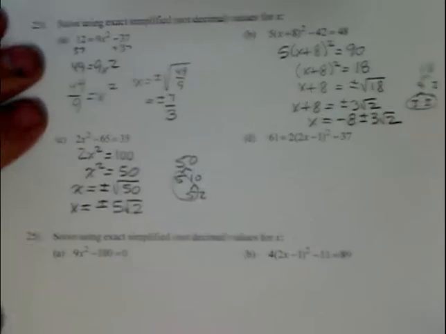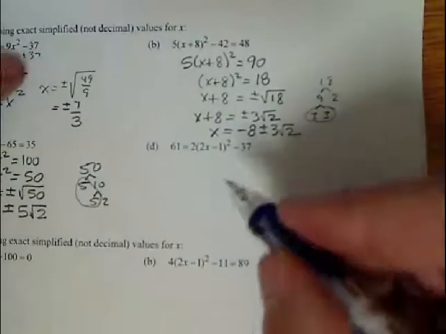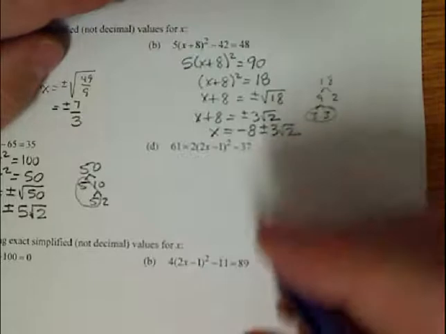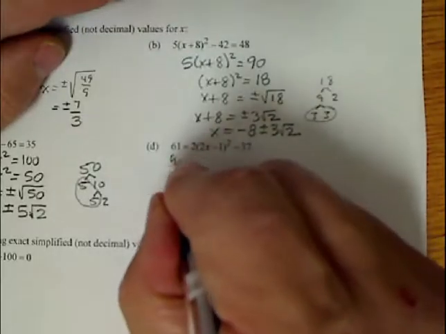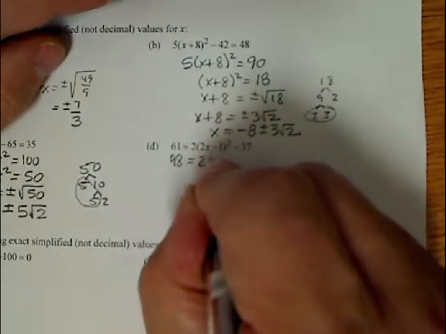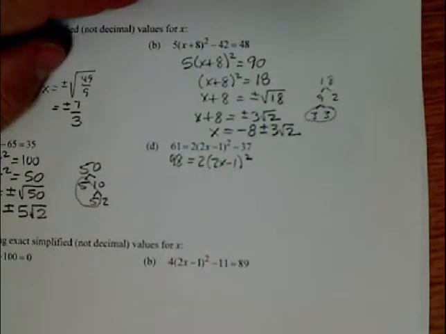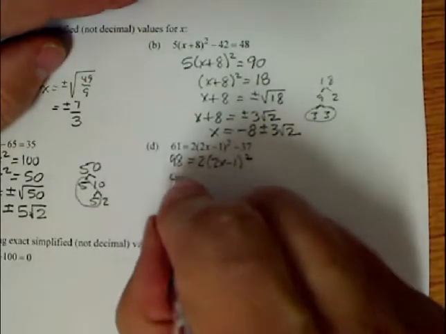Okay, look at this last one. Again, trying to get the square part by itself. So we add 37 to both sides. This gives me 98 equals 2 times 2x minus 1 squared. Divide by 2, I get 49.